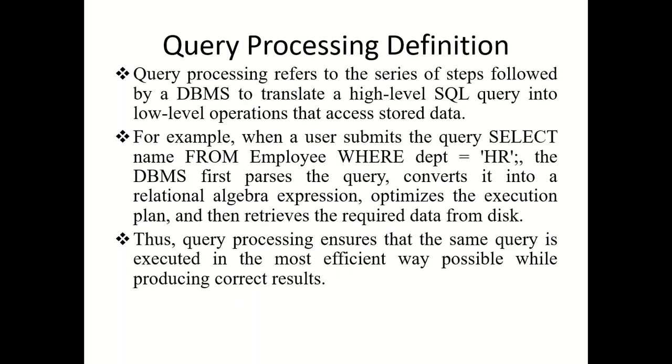Next is query processing. Query processing translates a high-level SQL query into low-level operations that access the data storage. For example, submit the query: select name from employee where department equal to HR. The DBMS first parses the query and converts it into a relational algebra expression. Next it optimizes the execution plan and retrieves the required data from the disk.